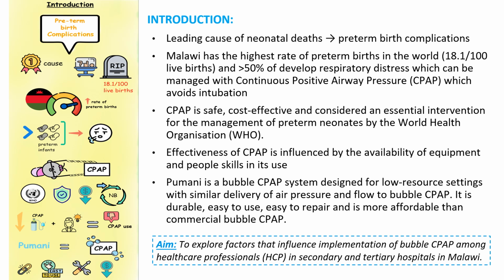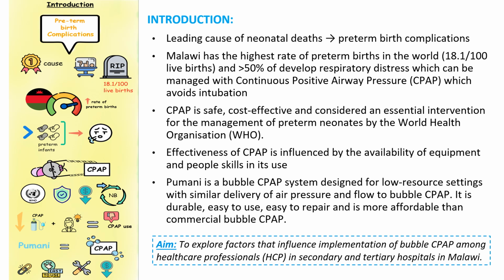The effective use of CPAP is influenced by the availability of equipment and people's skills in its use. Bubble CPAP in high-income countries uses centrally provided gases and is quite expensive. However, even in tertiary hospitals in Malawi, they don't have access to piped gases and oxygen. Researchers from Rice University developed the Pumani bubble CPAP system for low-resource settings with similar delivery of air pressure and flow to commercial bubble CPAP. Pumani is durable, easy to use, easy to repair, and is more affordable than commercial bubble CPAP.